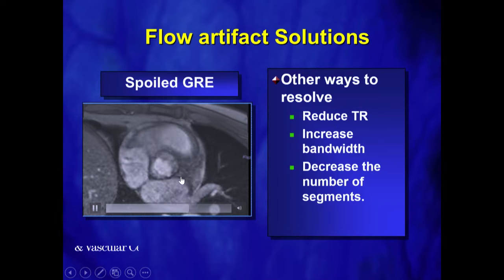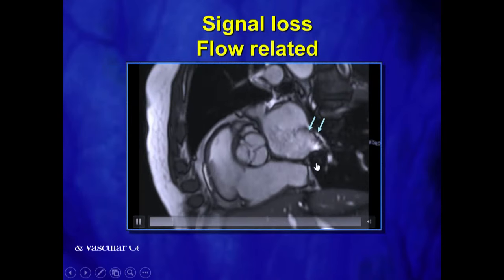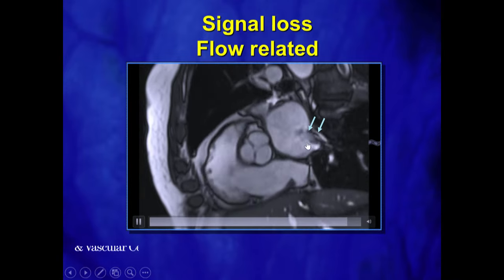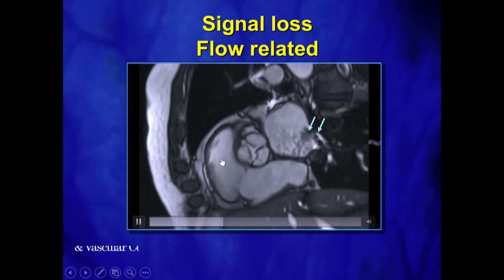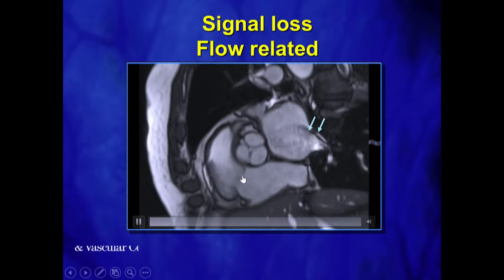And other ways to resolve that is to try to increase your bandwidth or reduce your repetition time. But at the same time, if I acquire a smaller number of segments, I might actually decrease the pulsatility of that flow that you see. Here is a signal loss that you see from the blood flowing into the pulmonary veins. This is the left atrium over here. This is the short axis aortic valve, and this is the tricuspid valve.